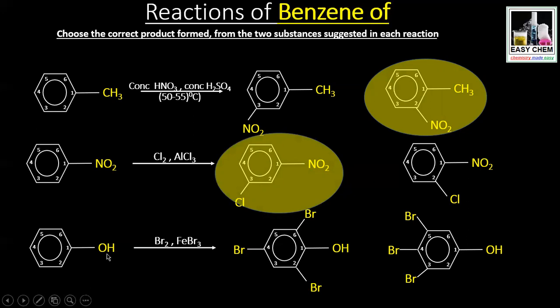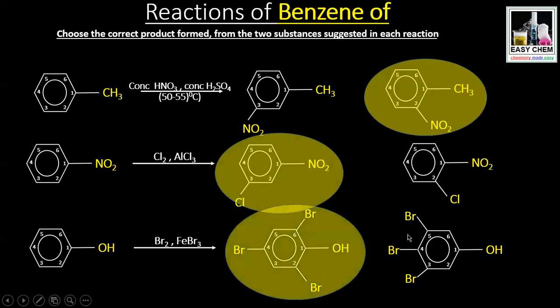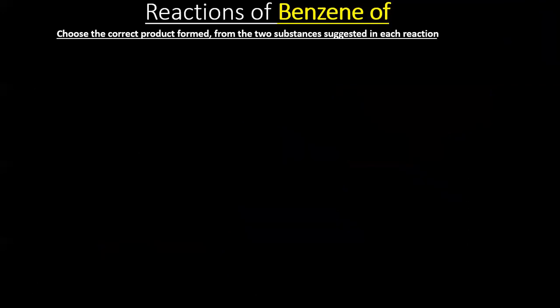In the third one, what has happened? Even though OH is an electron donor group, the bromine has been shown to have added to the 5th position and 3rd position. This is totally not acceptable. The answer is going to be the first one. Please have a clear idea, because the same knowledge is expected of you in the next question also.